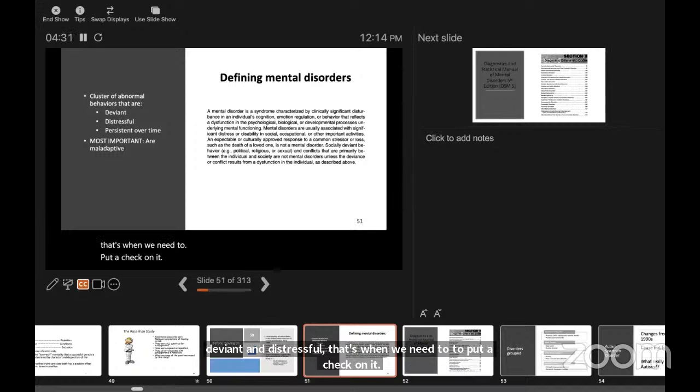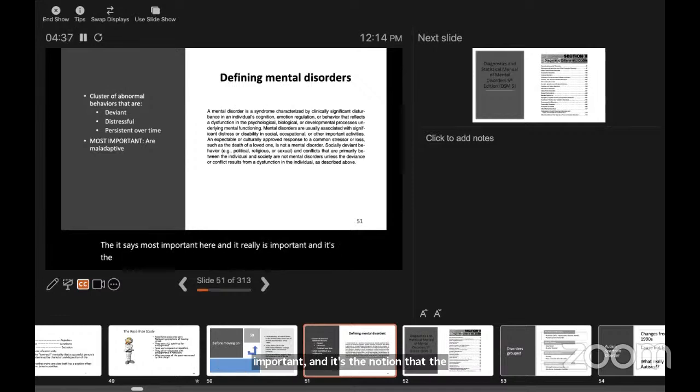It says most important here, and it really is important, and it's the notion that the behaviors need to be maladaptive.